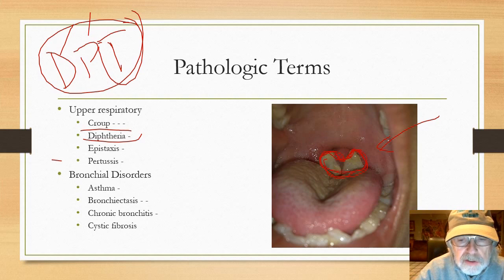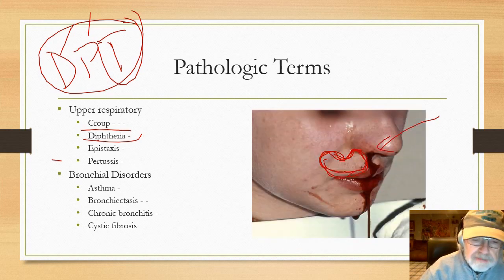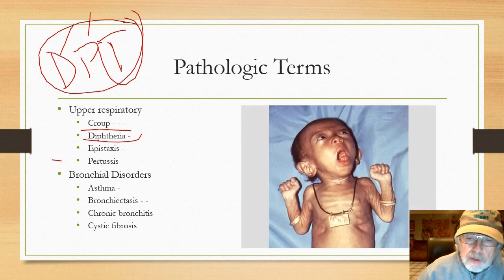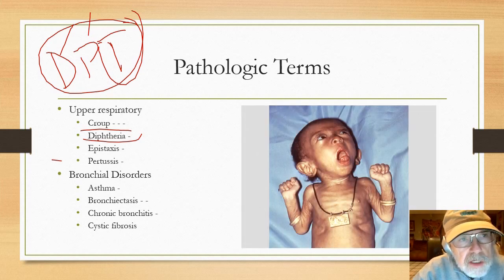There's a lot of pus and a lot of membrane that forms back there, which actually occludes the airway. That's diphtheria. Epistaxis, this is epistaxis. Epistaxis is just another word that means a nosebleed. So when people have a nosebleed, it's called epistaxis. Epistaxis, nosebleed.